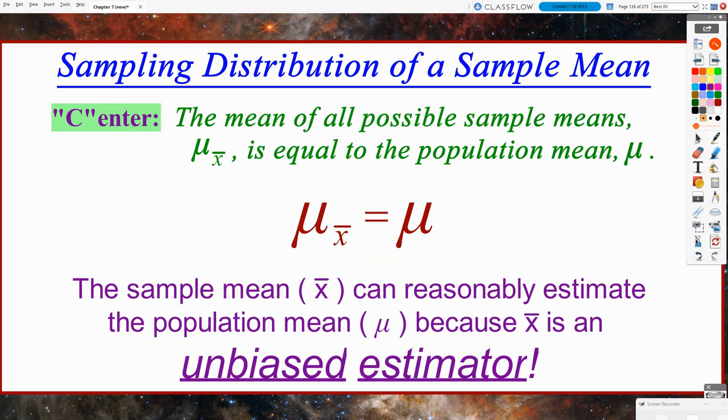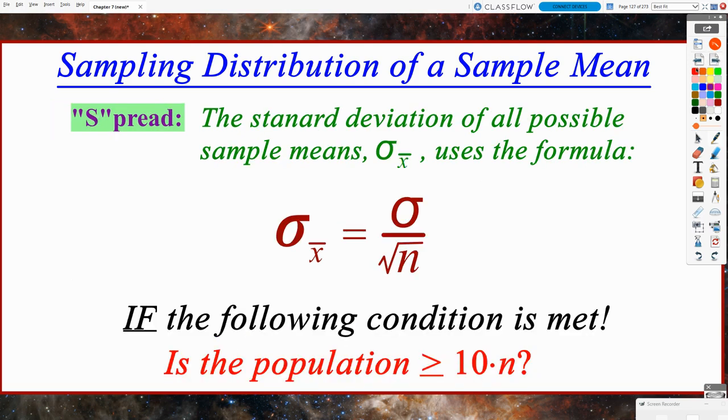We may not necessarily say equal, but it's going to be pretty darn close to being the same. Now, the sample mean x bar, all of those sample means that we were creating, can reasonably estimate the population mean mu because, based on video 2, the sample mean is an unbiased estimator of the population mean. So it's great that we can use the sample mean to estimate the population mean. And then for the spread, the standard deviation formula is a lot nicer than it was for proportion sampling distributions. The standard deviation, sigma sub x bar, the standard deviation of all of the sample means that we could create, is just going to be the population standard deviation divided by the square root of our sample size.